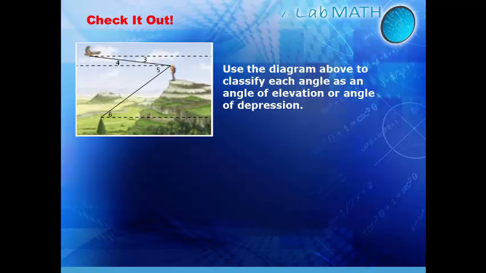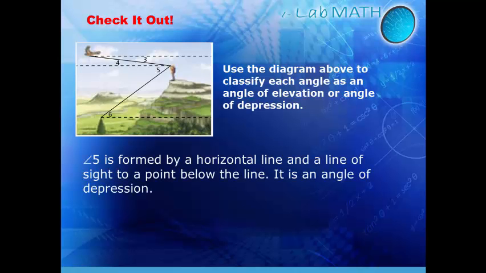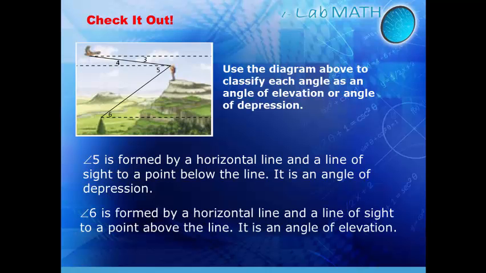Let us use this diagram and classify whether it's an angle of elevation or an angle of depression. Angle 5 is the angle formed by the horizontal line and a line of sight to a point below the line, so it is an angle of depression. Angle 6 is formed by the horizontal line and the line of sight to a point above the line, so it is the angle of elevation. Still, the measure of angle 5 equals angle 6.